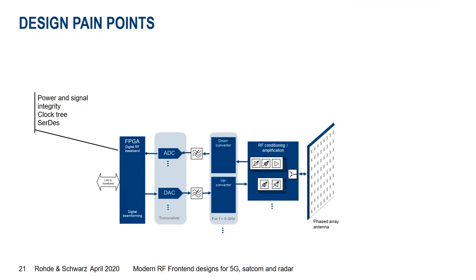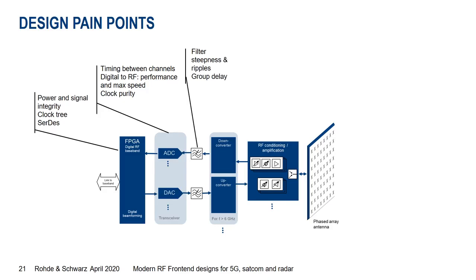What are the different design pain points in the system? Obviously, on the digital side, it's important to make everything as clean as possible with regard to the power supply and the signal. And obviously, it's clock distribution. The same is true for the clock of the data converters, but when we're using multiple of those for digital beamforming, it's important to make sure that the timing between the channels is in line.